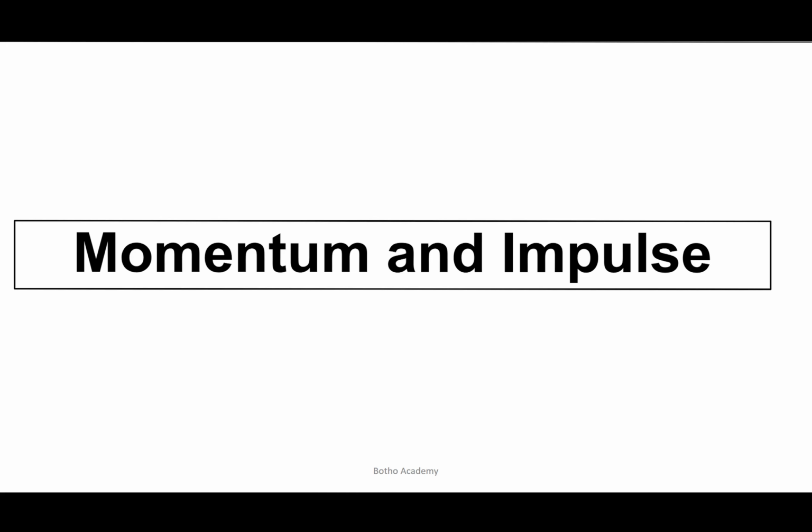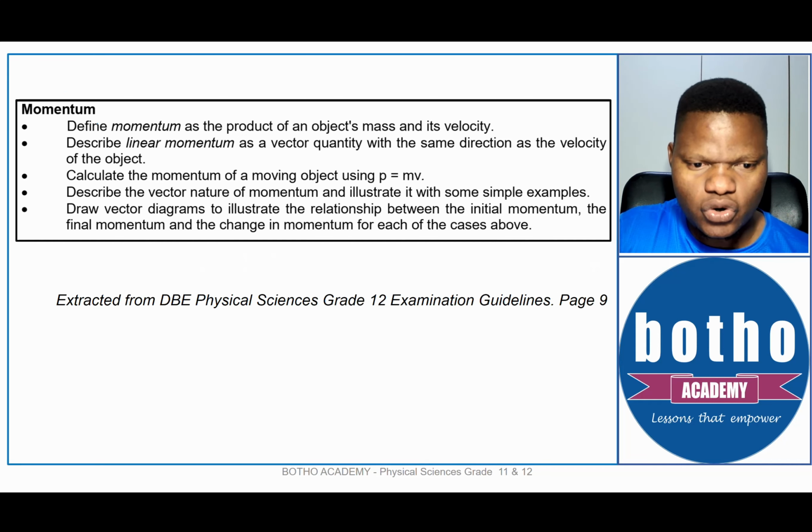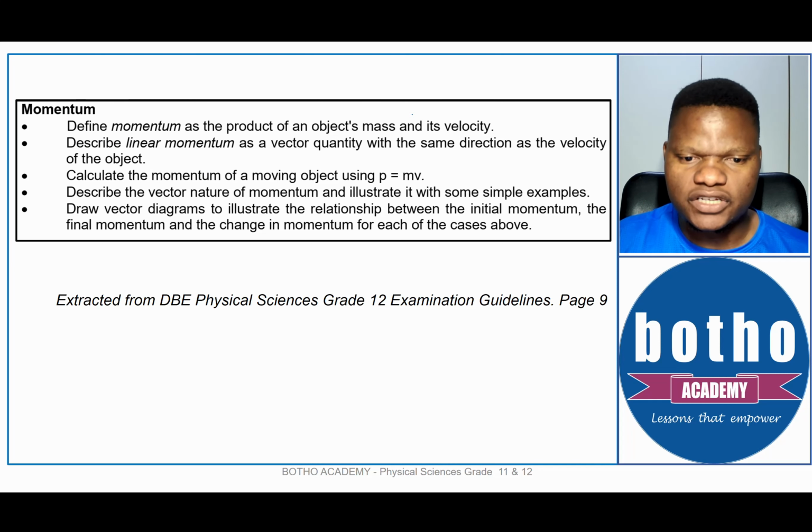Now in this lesson, we are going to be looking at momentum and impulse, one of the topics that we find in Physical Sciences, Paper 1. Before we go into the contents of the lesson, let us first look at an extract from the exam guidelines in Grade 12. The first thing we need to know is the definition of momentum. It is defined as the product of an object's mass and velocity. That is the definition according to the exam guideline, and that's exactly what you write when you are asked for the definition of momentum.